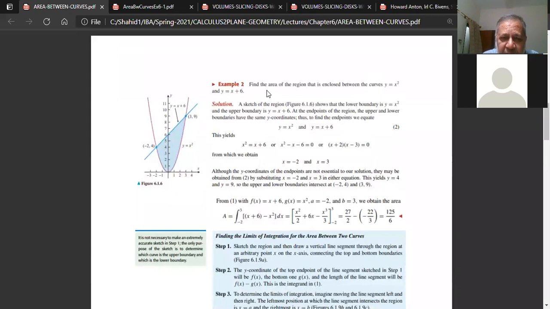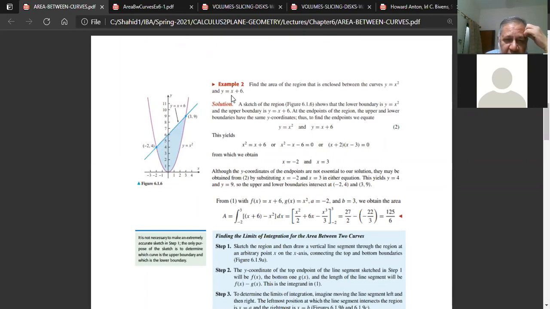Another example, find the area of the region that is enclosed between the curve y equals x squared, which is a parabola, and the line y equals x plus 6. Now in this we are not given the values from x equals what to x equals what. In this case we have to find the point of intersection of the two curves.